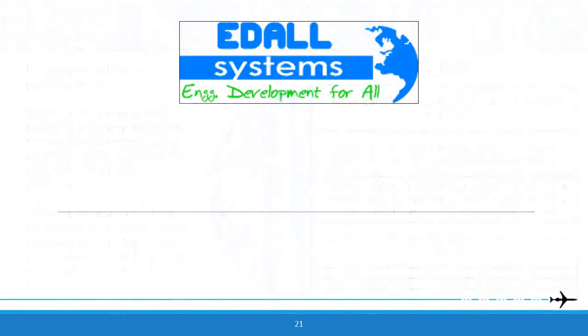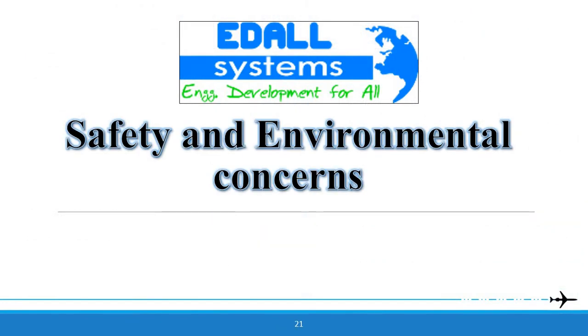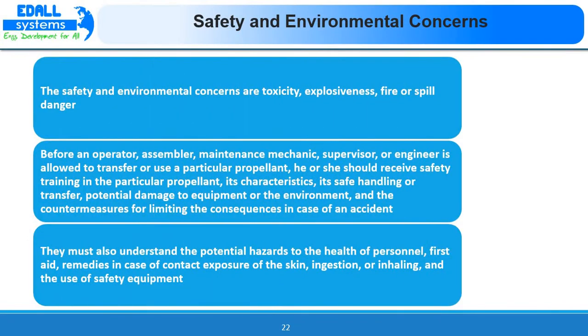Moving on to the next slide, we will discuss some of the environmental and safety concerns for liquid propellant rockets. The safety and environmental concerns are toxicity, explosiveness, fire or spill danger. So these are some of the safety concerns which are involved in liquid propellants.